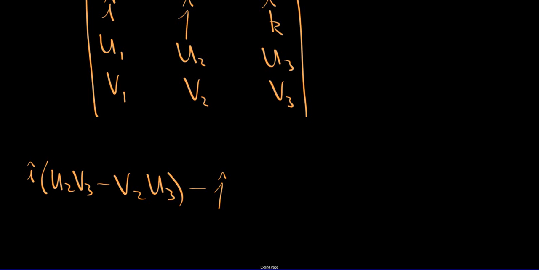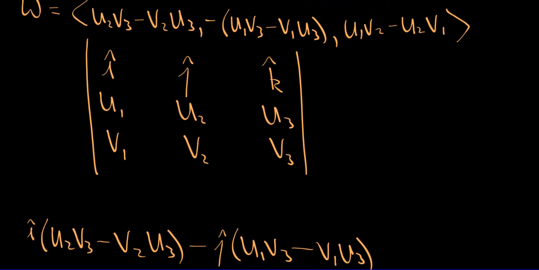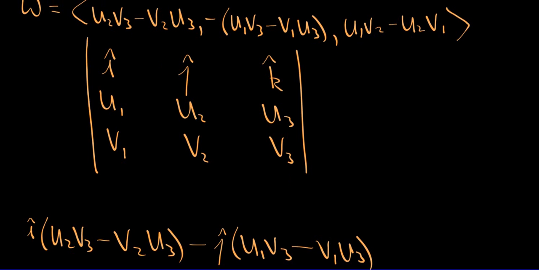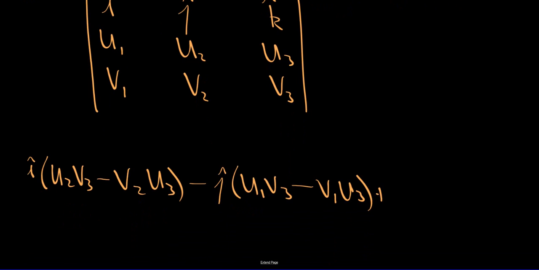So let's do this. I open my parentheses, and I take U1 V3 minus V1 U3. If you look up here, it's the same, isn't it? Now, finally, we're down to the last part, the K. You know how this game is played. I eliminate the third column and the first row, and I get U1 V2 minus V1 U2.